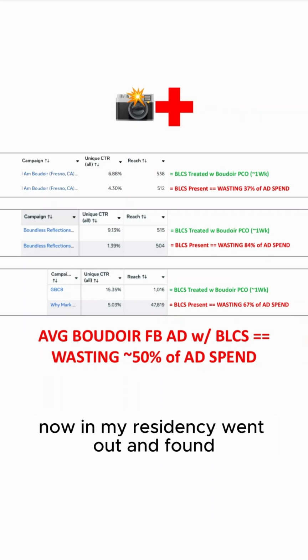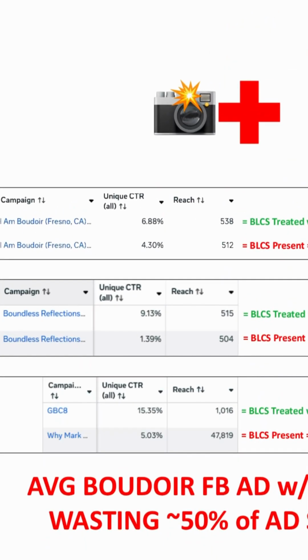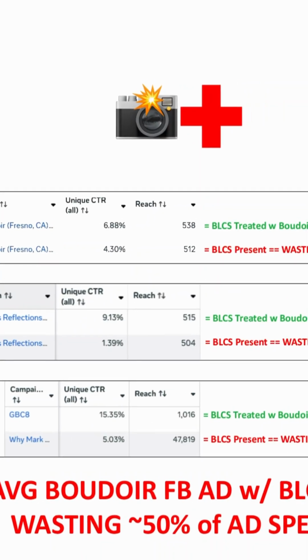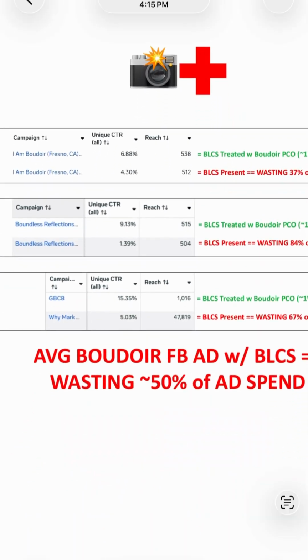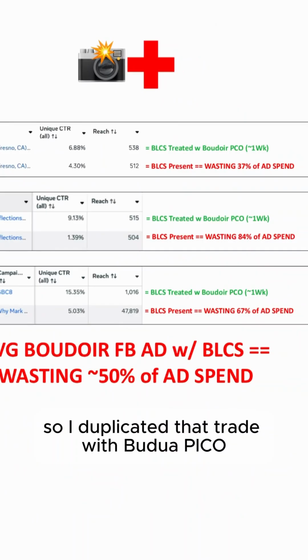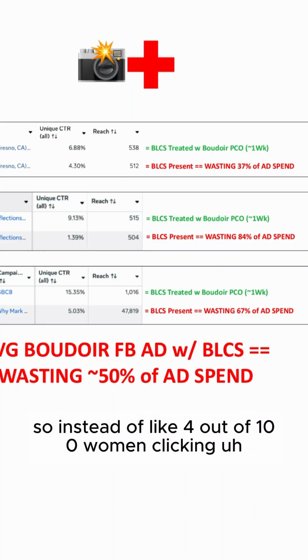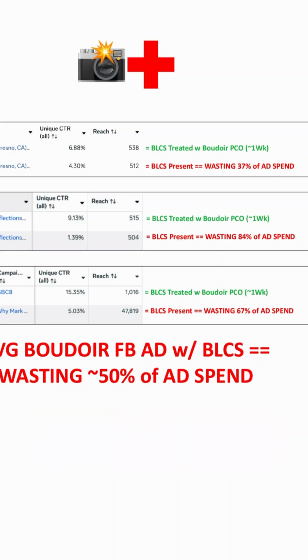Now, in my residency, I went out and found some Boudoir Facebook ads out there in the wild. The first one I tested, the unique CTR all was 4.3%. So we know that's under 6%, so we know that BLCS is present. So I duplicated that, treated it with Boudoir Pico, took about a week, and got the unique CTR all up to 6.88%. So way better. Instead of like 4 out of 100 women clicking somewhere in the ad, we got it up to approximately 7 out of 100 women.